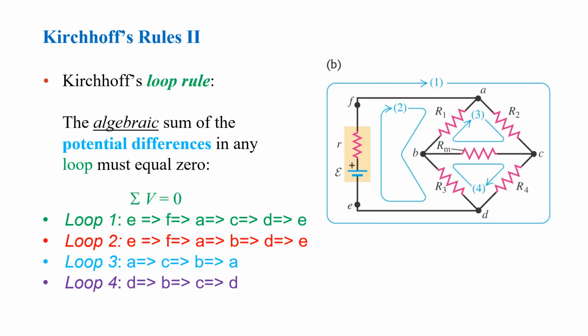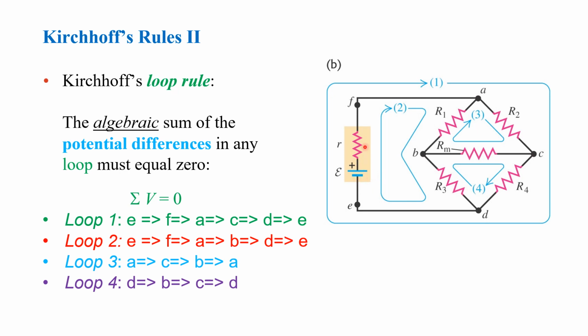Next, let's discuss your Kirchhoff's second rule, your Kirchhoff's loop rule. Your Kirchhoff's loop rule states that the algebraic sum of the potential differences in any loop must equal 0. That is, the sum of all your voltages in any chosen loop should equal 0. And just remember that you have your voltages in your resistors, and then you also have your voltage from your power supply, or your source of potential difference, or your EMF.